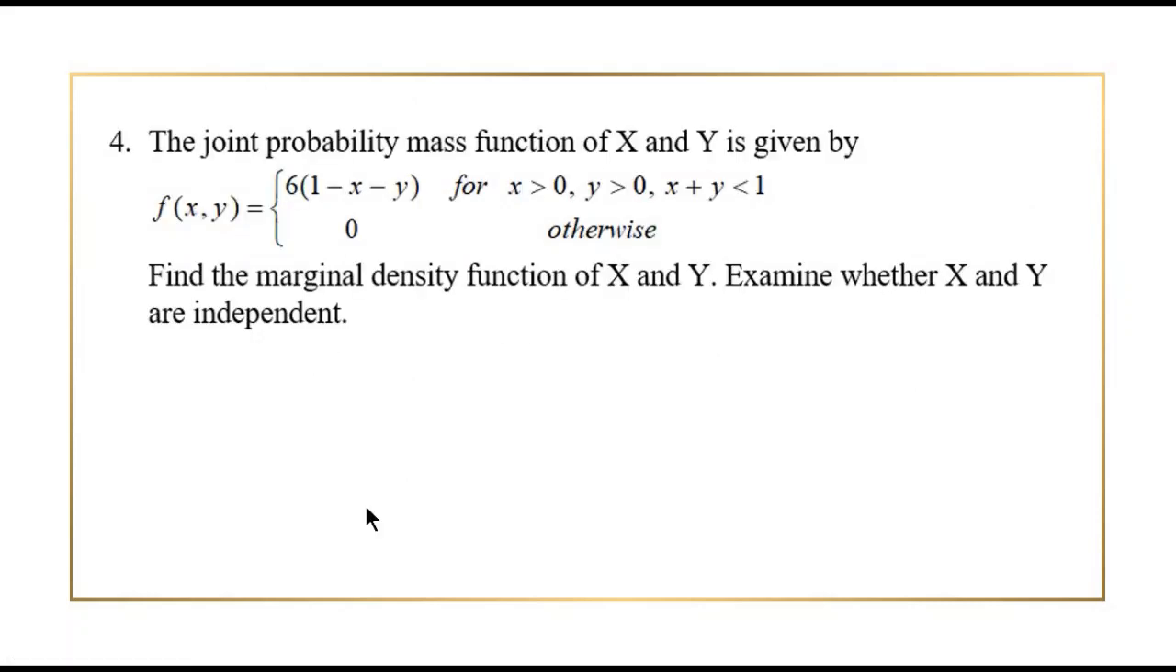Next question, the joint PDF of x and y is given where x is greater than 0, y greater than 0 and x plus y less than 1. Find the marginal density function of x and y. Also check whether x and y are independent. Now we draw this region x greater than 0, y greater than 0 and x plus y less than 1, where our joint PDF is defined.